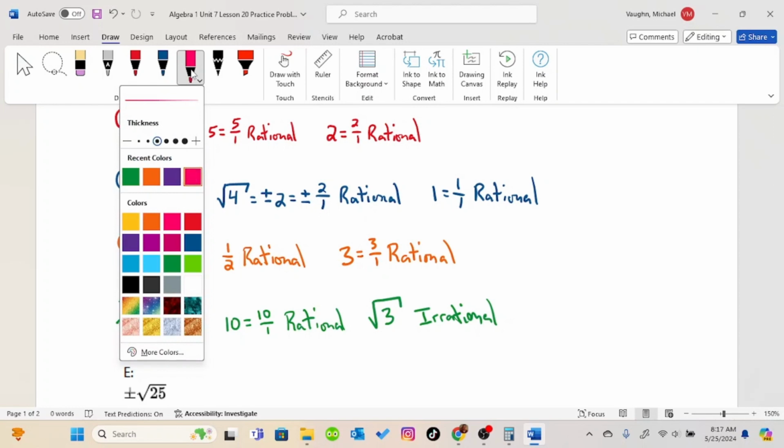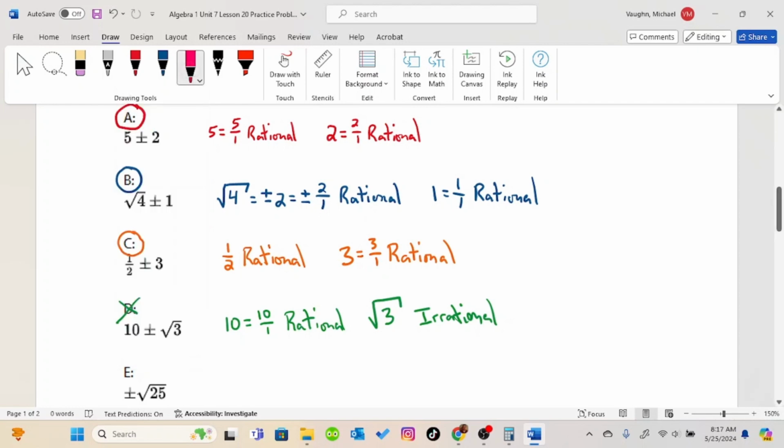Next, we have choice E, plus or minus the square root of 25 is plus or minus 5, which can be written as plus or minus 5 over 1. Because this can be written as a whole number fraction, this is a rational number. So E is a correct answer.